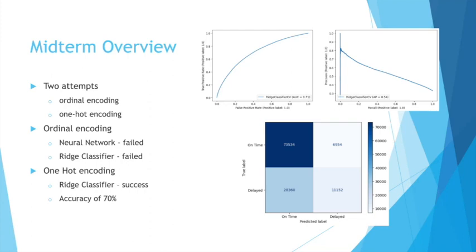Here on the right, we can see some of the different graphs from that last run with 70% accuracy. We have a graph of the false positive rate versus the false negative rate, our recall versus our precision, and our confusion matrix.